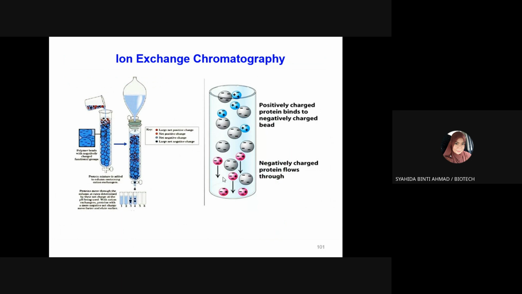This is ion exchange chromatography. As I mentioned, depending on the matrix that you use, if your matrix is negatively charged, the positively charged protein will bind, and the negatively charged protein will come out first. When you do a collection, the negative comes out first, and lastly the one bound to the matrix comes out last.